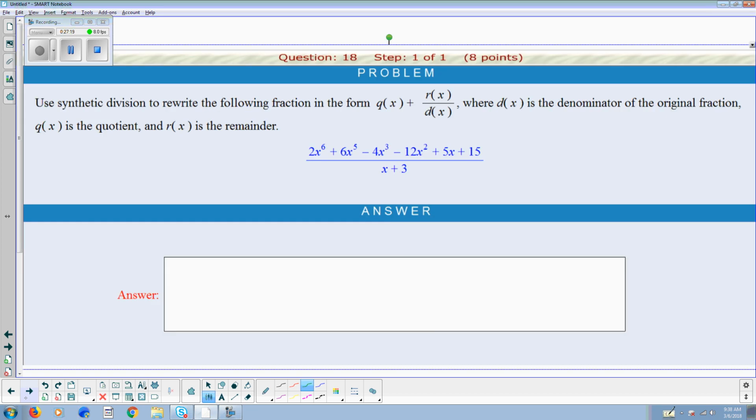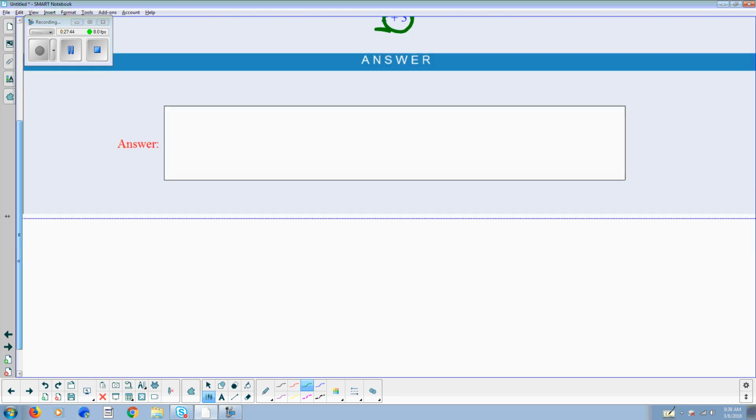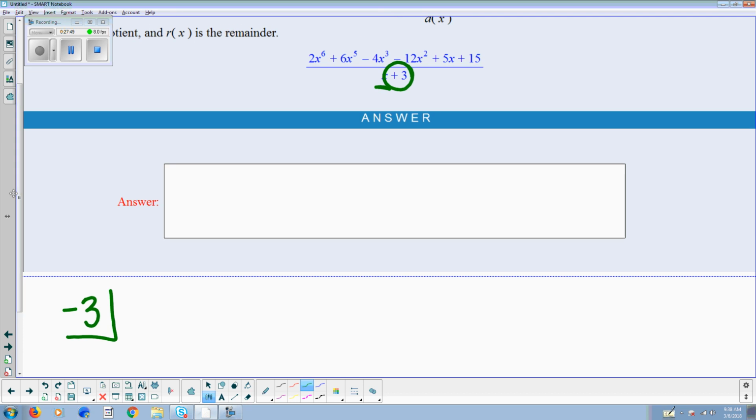All right, moving right along. Use synthetic division to rewrite the following fraction in the form we're just dividing, where D is the denominator of the original function, Q is the quotient, R is the remainder. So we can use synthetic division here because our degree is first degree, and there's no leading coefficient in front of x. So what we say is this plus 3 gets a sign change, and minus 3 is what's being tested as a 0. So negative 3 is your multiplier.